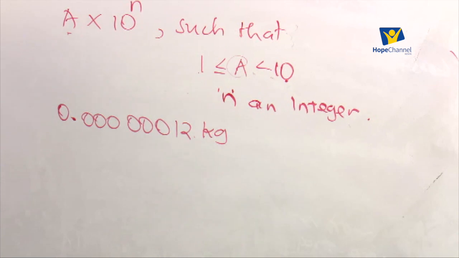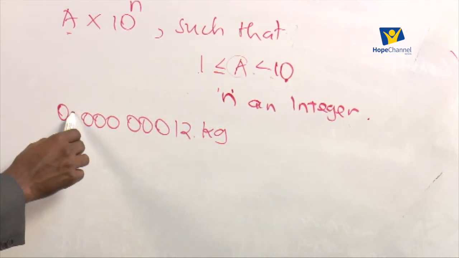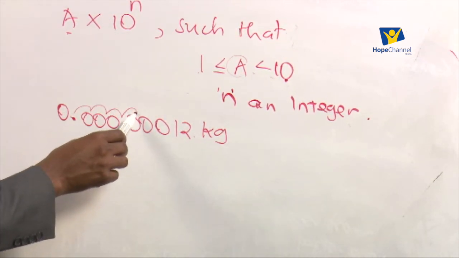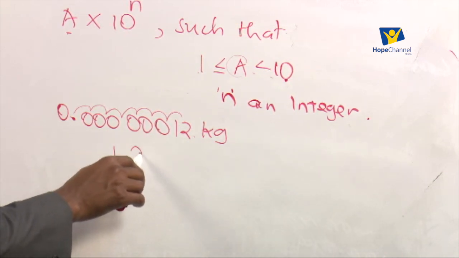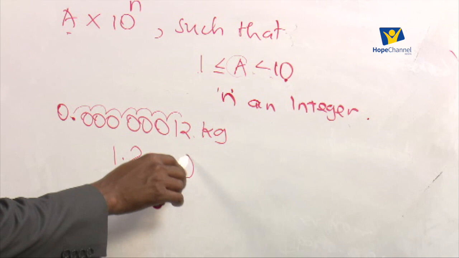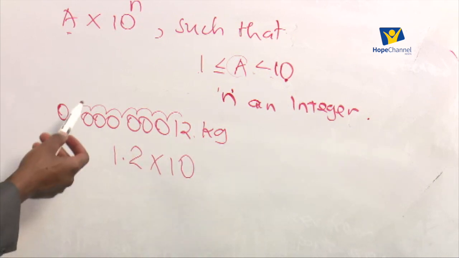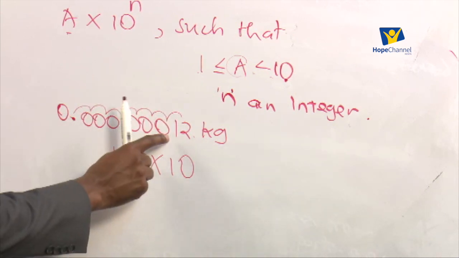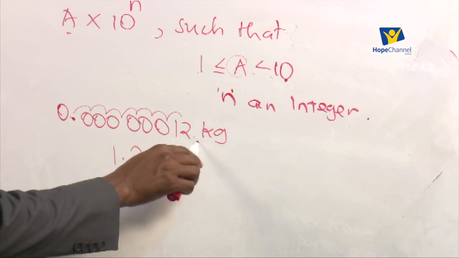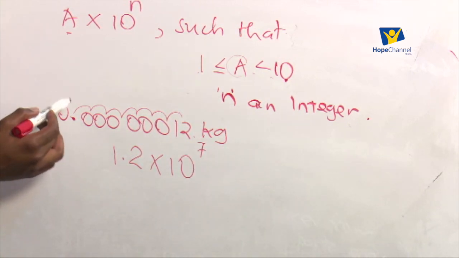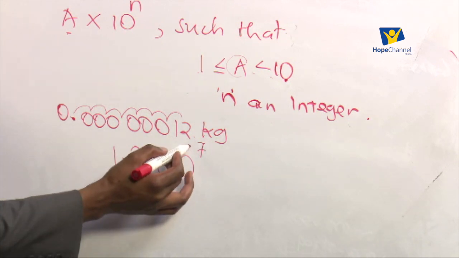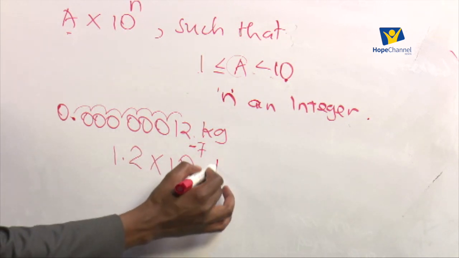So what do we do? Let us move it. We move it through 1, 2, 3, 4, 5, 6, 7 steps. So we shall have 1.2 times 10. Now, because we moved the decimal place 7 steps to come to between 1 and 2, we shall be having a 7 up there. But now, we need a sign. We moved the decimal point to the right so that 7 becomes a negative 7 kilograms.